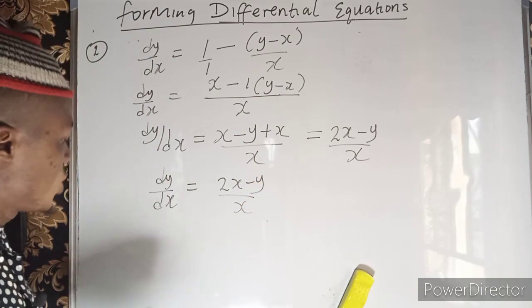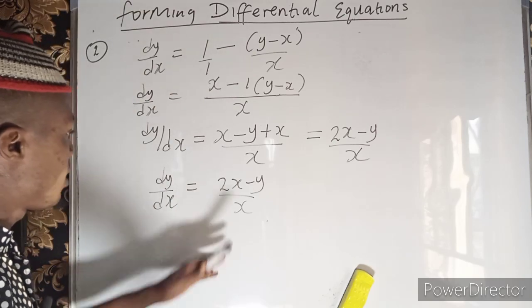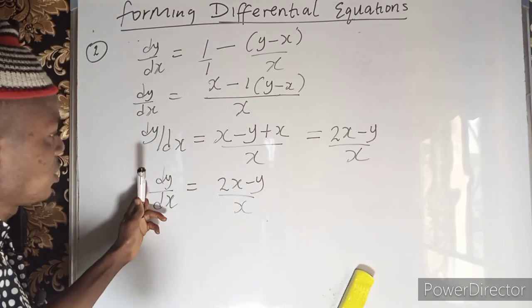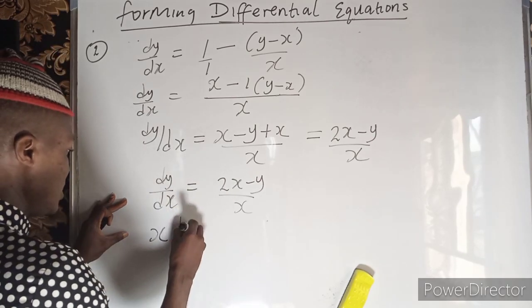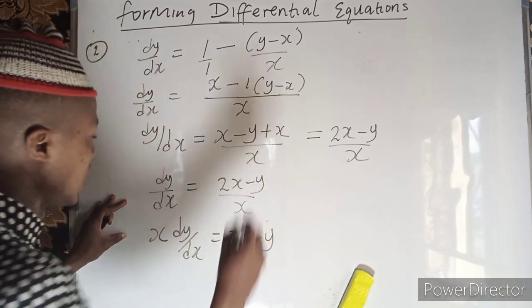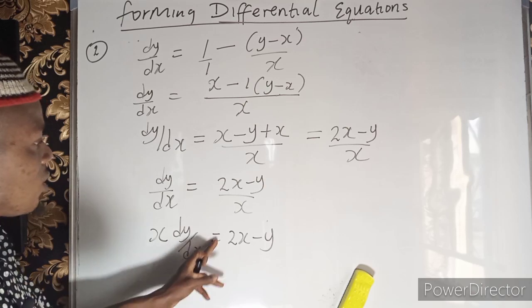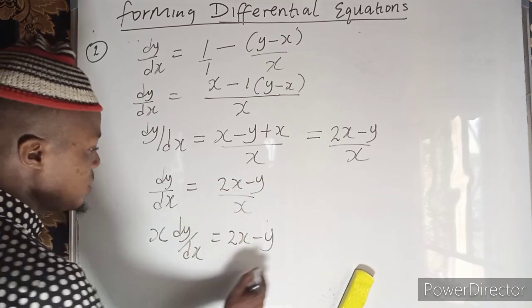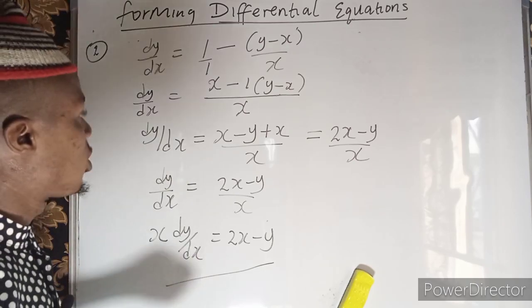Okay, this is okay, but if you wish to make it better, you can cross multiply so that this x will multiply this. So if I cross multiply, I'll have it as x dy/dx equals 2x minus y. So you can see that when x times this, I have x dy/dx equals this 2x minus y. So this is now a differential equation because I have removed the arbitrary constant.